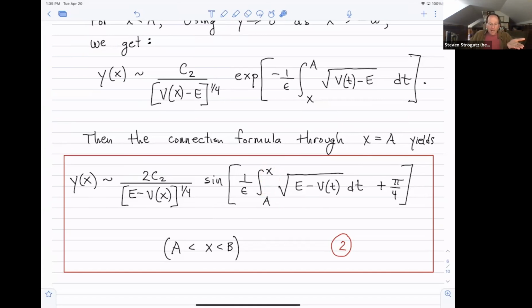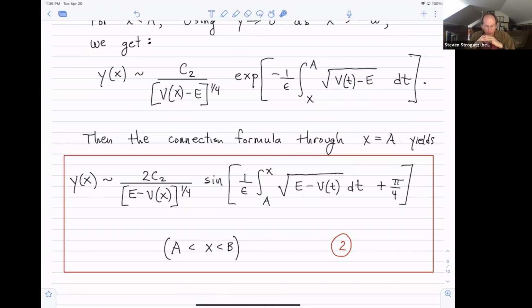So what's interesting now is I have two different expressions for the same thing. I have formula 1 and 2, which are both describing the oscillations of y between a and b. And those have to be the same expression, right? I mean, they overlap. They have to be the same function. And so that is going to give me a condition on E.